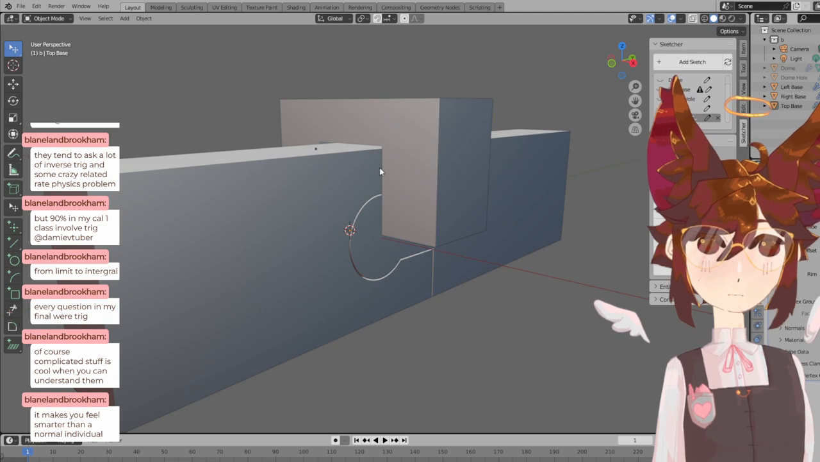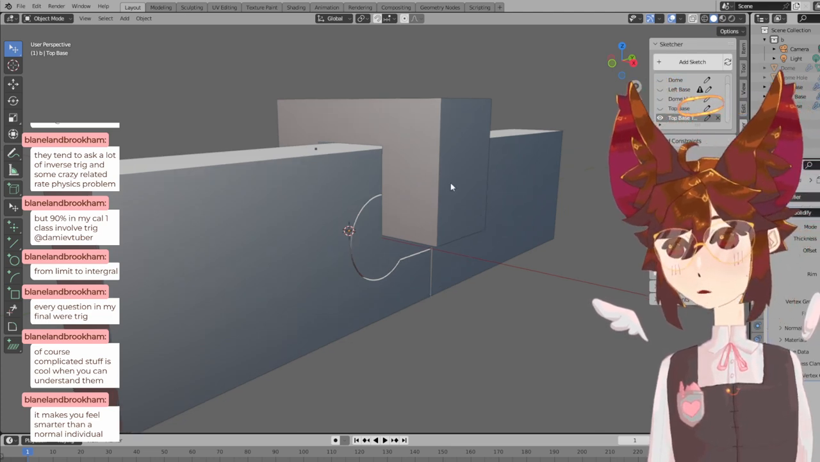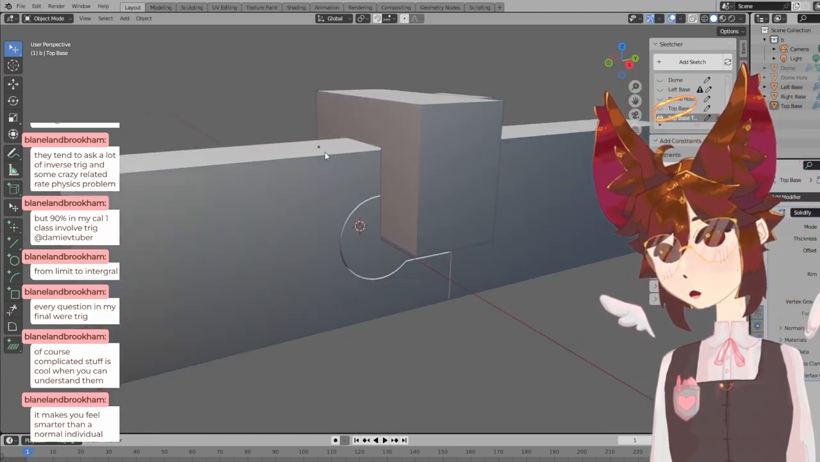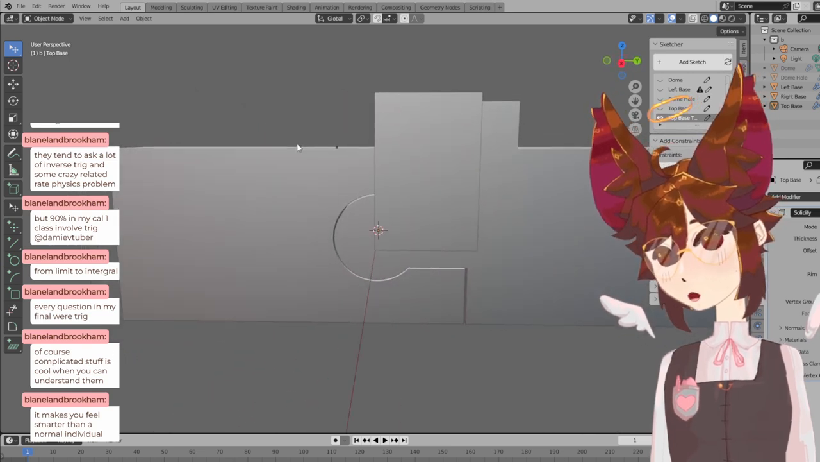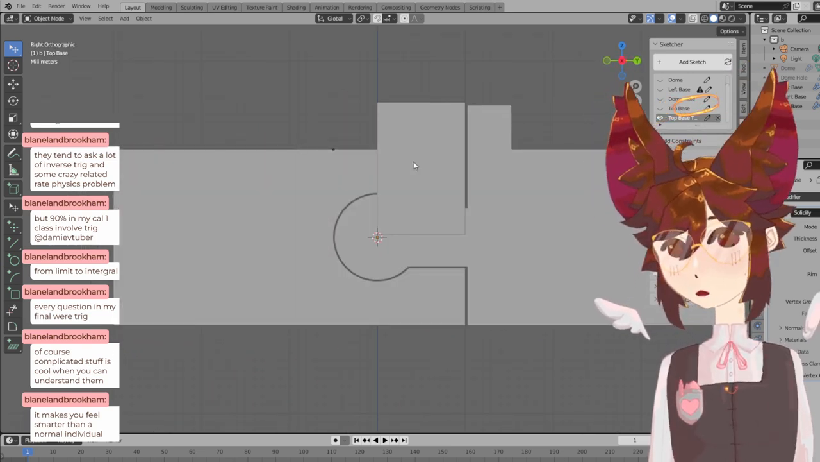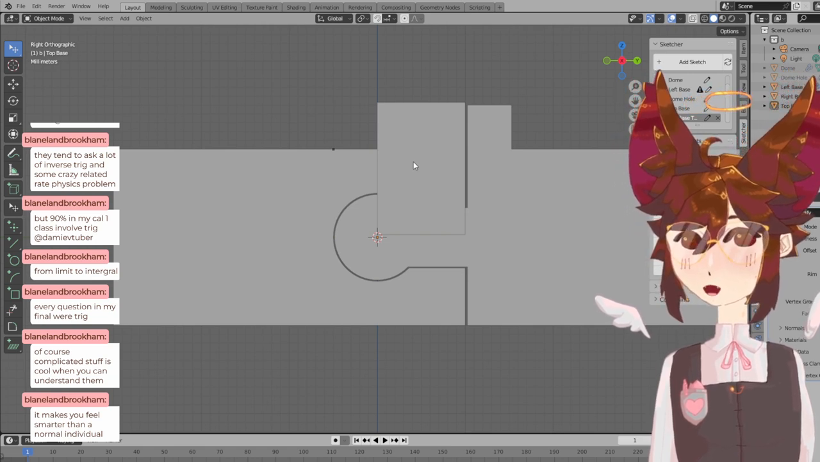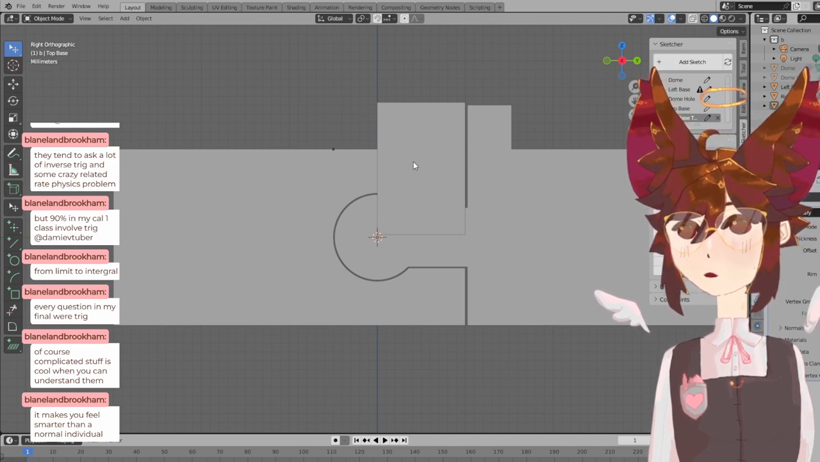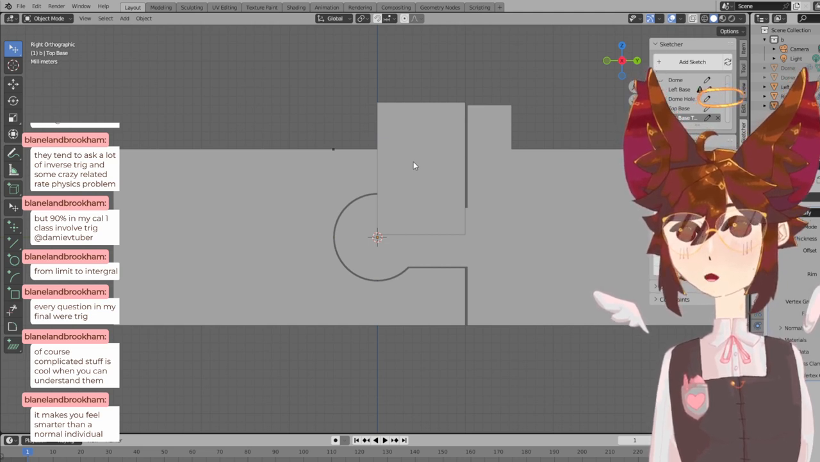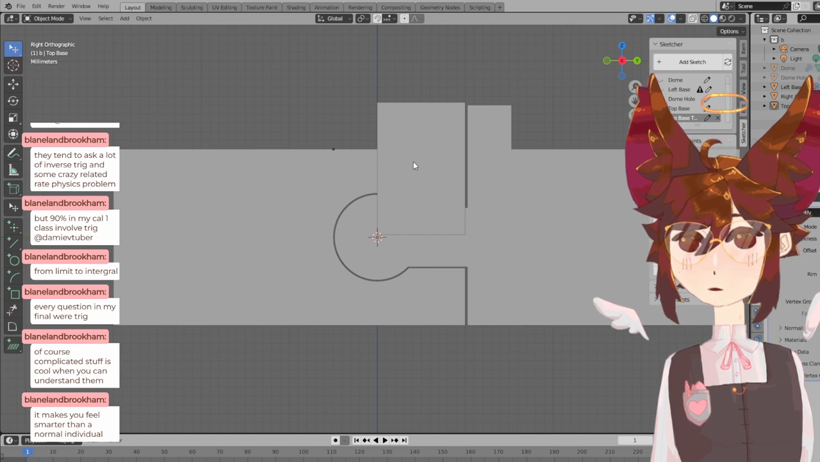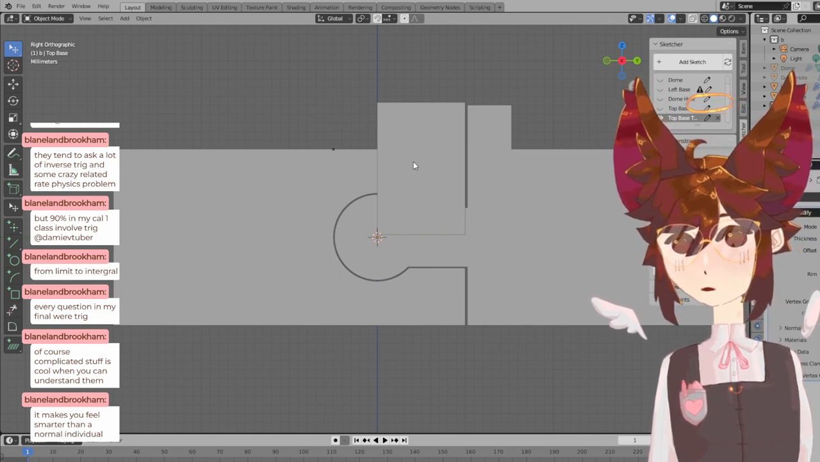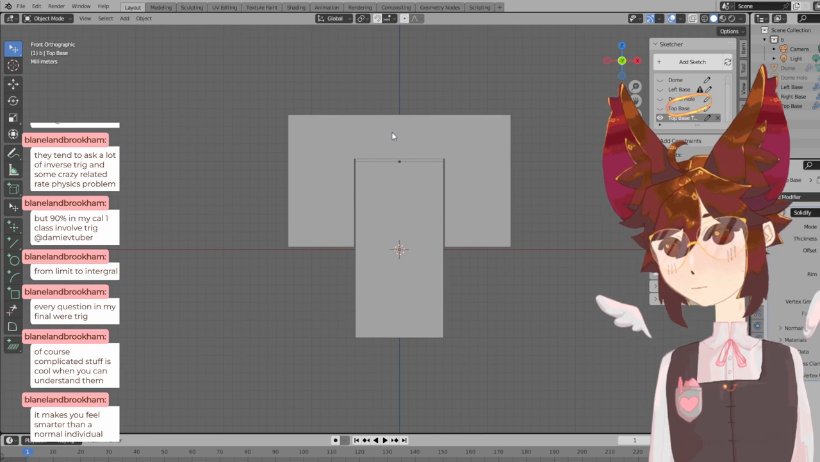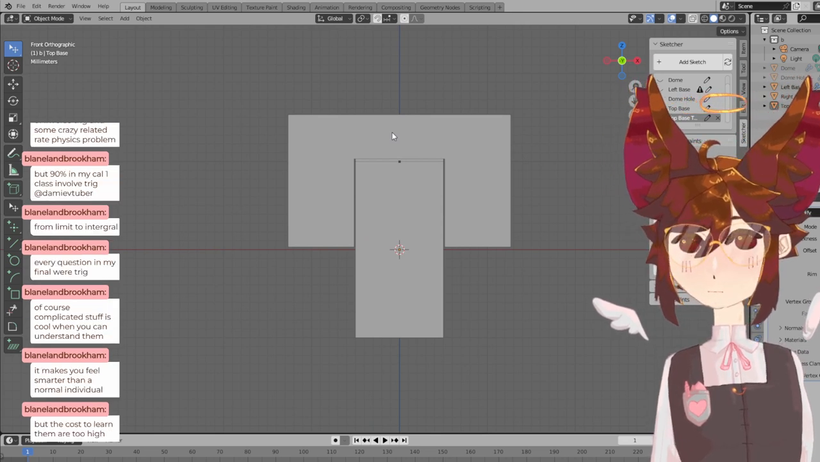Of course, complicated stuff is cool when you can understand it, makes you feel smarter. I don't really see it that way. One of my favorite things in general about STEM, it's kind of silly, but I just love the idea. It's very comforting for me to know that for every action that we do, there is an opposing action. That concept from physics really comes up a lot. When I'm walking around, sometimes I'll think about it and I'm like, damn, that's pretty cool that we know that.